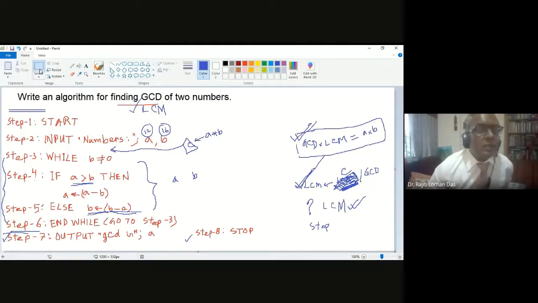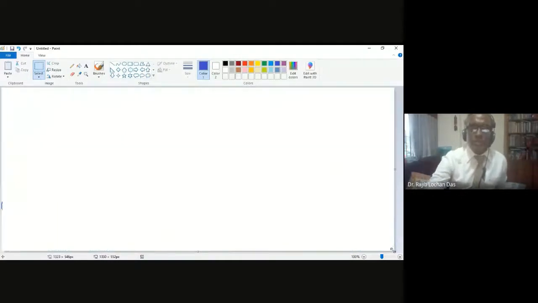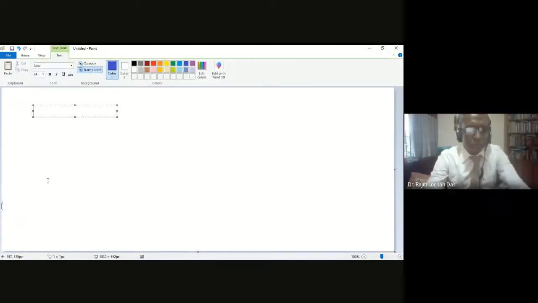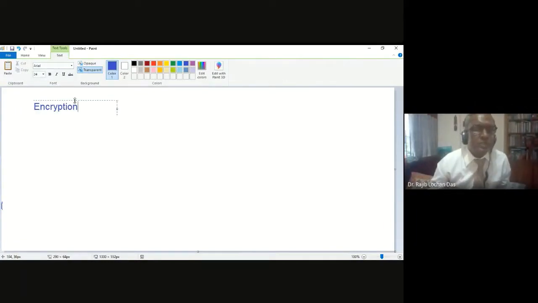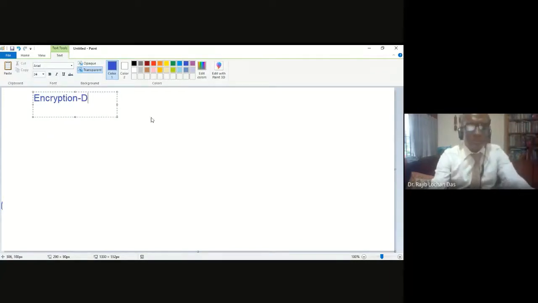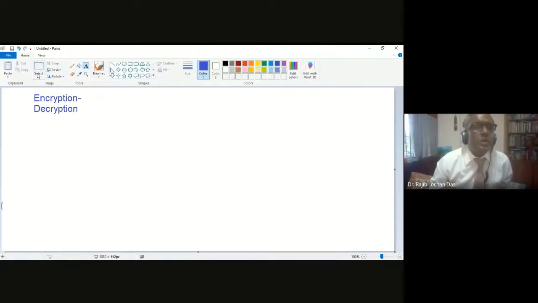So let us finish the algorithm chapter here, and let us start another topic which is called encryption decryption. Okay, so in one word I can write the chapter name is encryption. Actually encryption is the original chapter name, and it is related with decryption also. So you can write encryption decryption, no problem, or you can write only encryption. That will be also all right.